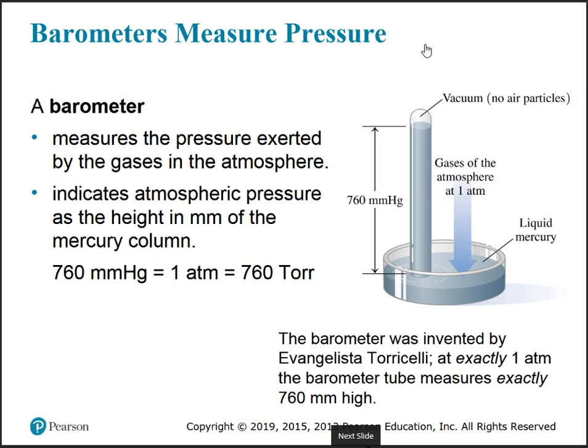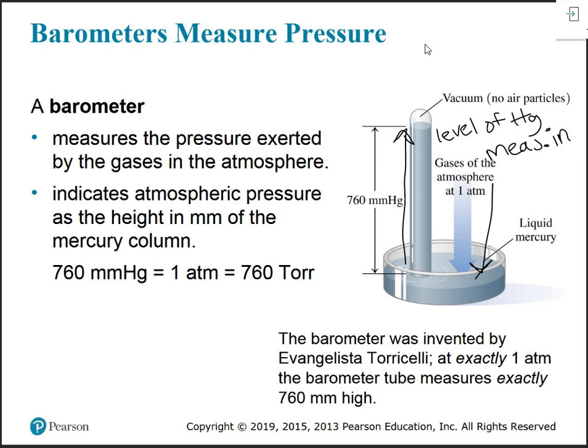And that pretty much takes into account the atmosphere, so the gases in the atmosphere, pushing down on liquid mercury and causing that mercury to go up into this inverted tube. The level of mercury in the tube is literally measured in millimeters. So that's where the millimeters of mercury come in.